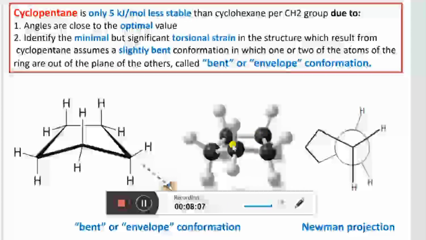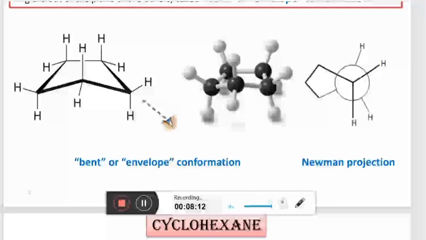There's also one other possibility, called the twisted type of structure, where you can keep two of the carbons in one plane and three in the other. So that half-chair structure is also possible for cyclopentane. But the most stable structure for cyclopentane is commonly said to be the envelope shape, where one of the carbons is going up.